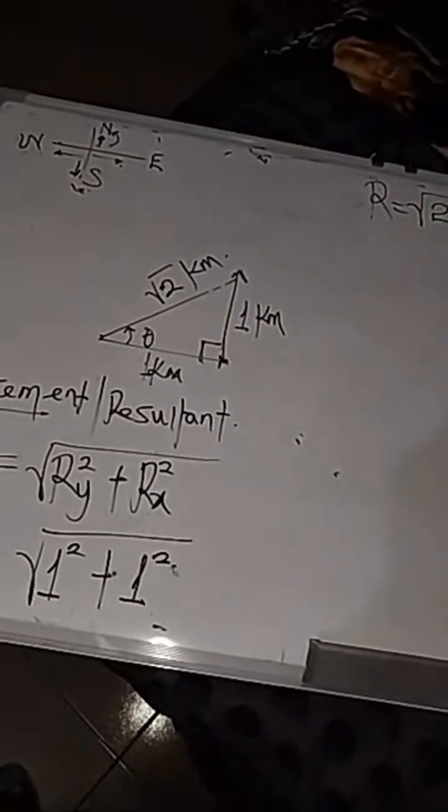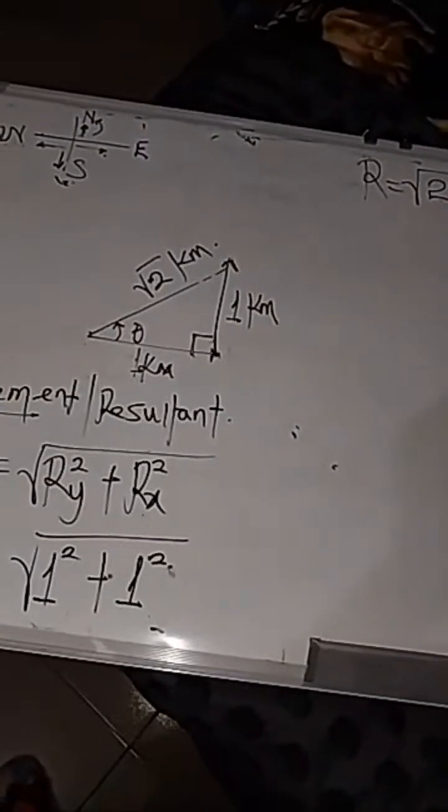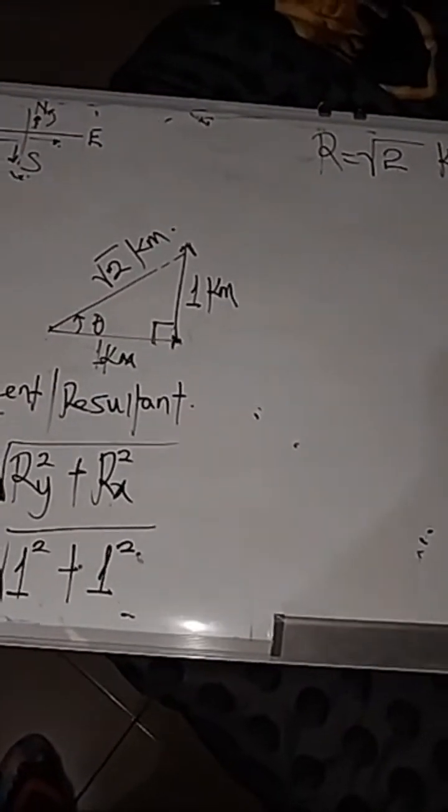Now if you check the options, option A has root 2 kilometer. Option B has 1 kilometer. Definitely option B cannot be our answer. Option C also has 1 kilometer. Definitely option C cannot be our answer. Option D has root 2. So my answer is between A and D. But if you look at the options A and D, there is one thing that differentiates them. And what's that thing? The degree value. For option A, they said 45 degrees east. For option D, they said 60 degrees east.